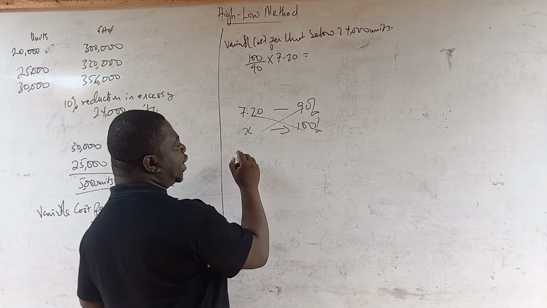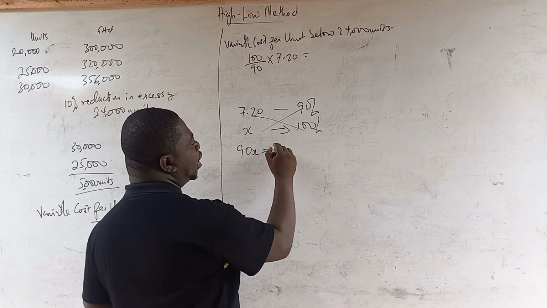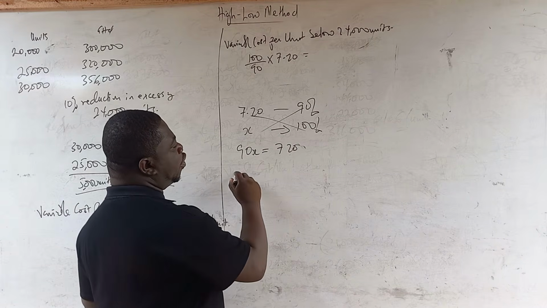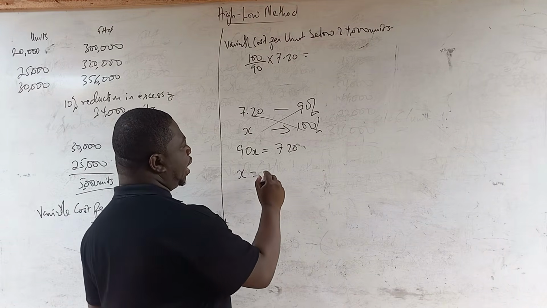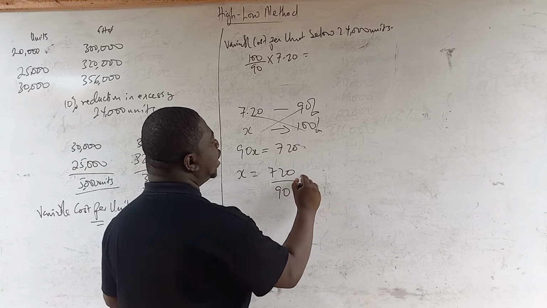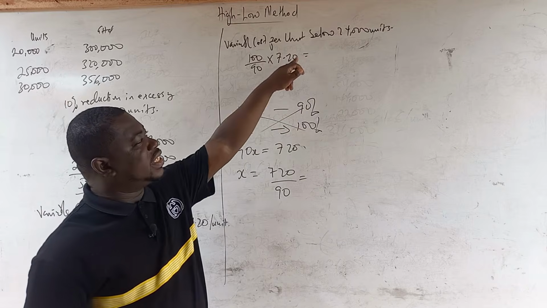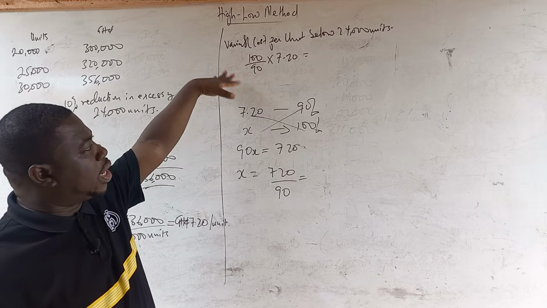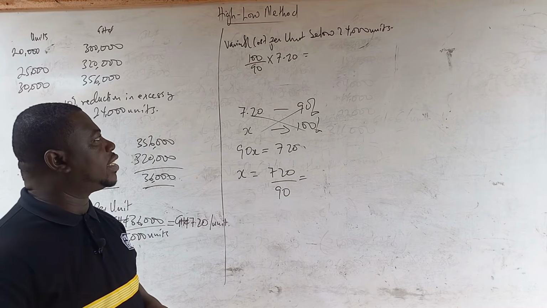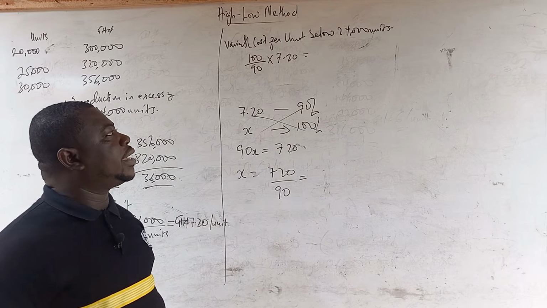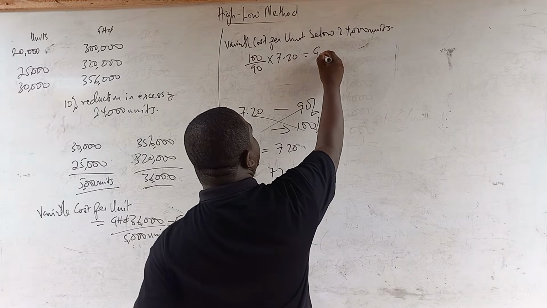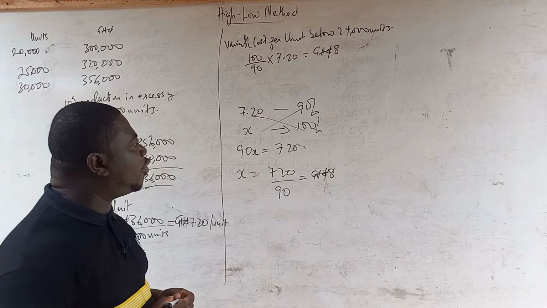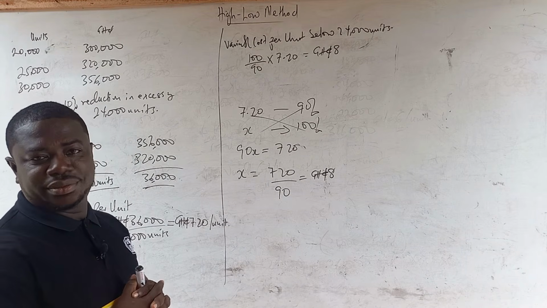So we can do cross multiplication, where 90x will be equal to 720. And therefore, x will be equal to 720 over 90. If you use this method, whatever amount you have is the same that you are going to have here. If you are not so sure as to which one should come up or down, you can go by this old mathematics approach. But yes, 100 over 90 times 720 is going to give us 8 cedis. And so we have 8 cedis here as well. Whichever method you are conversant with should give you the same result.